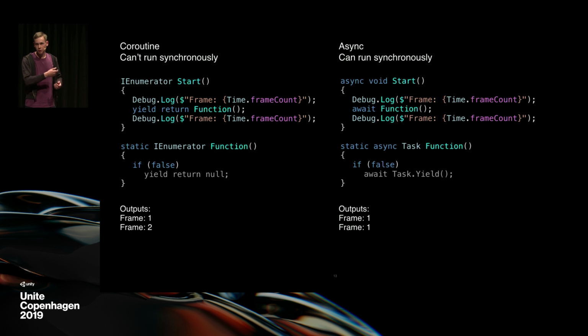We're trying to avoid yielding one frame with the if false, but we lose the frame somewhere anyways. With async, we don't have this problem. So with async, we at least know that if need be, we can run it synchronously. And that's good. 1 point for async.